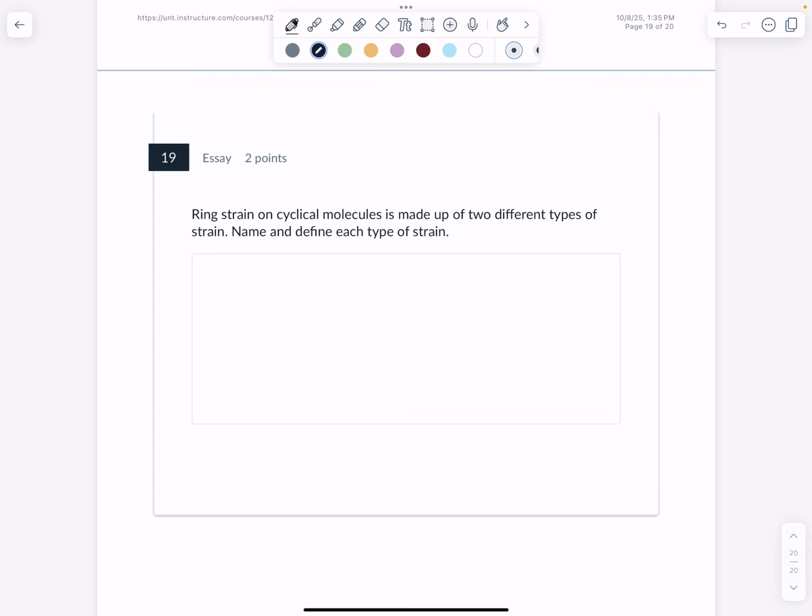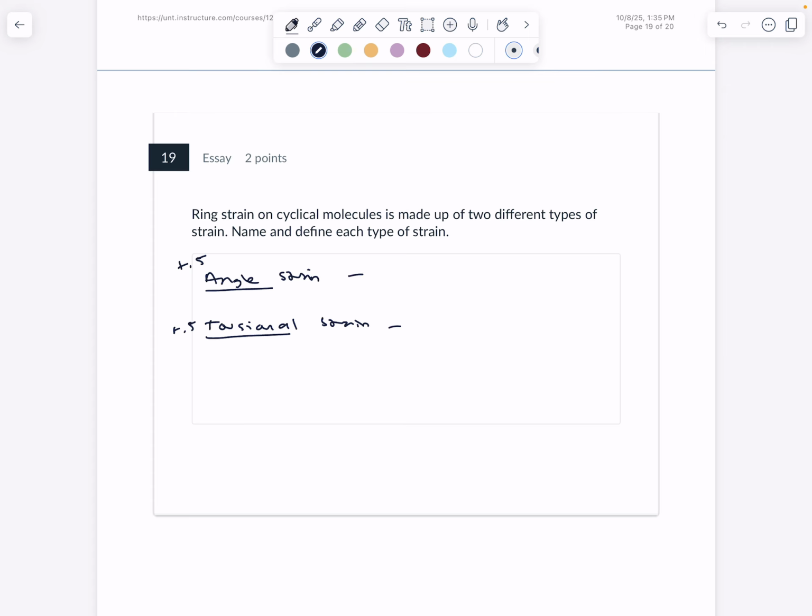Okay, the very last question: ring strain on cyclical molecules is made up of two different types of strain. Name and define each type of strain. So there's two types of strain. One is angle strain, and the other is called torsional strain. So you'll get a point for each of those names. If you said torsion strain, that's fine too. So you'll get, actually, half a point for each of these names, and then half a point for the definition.